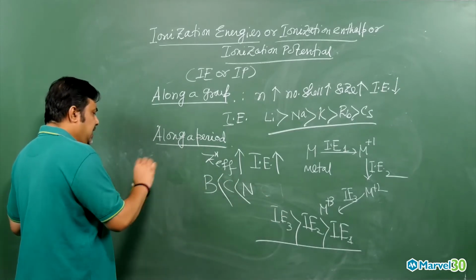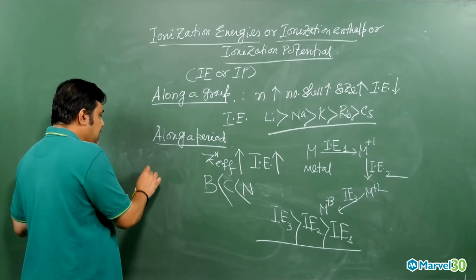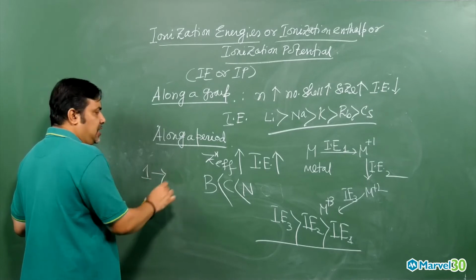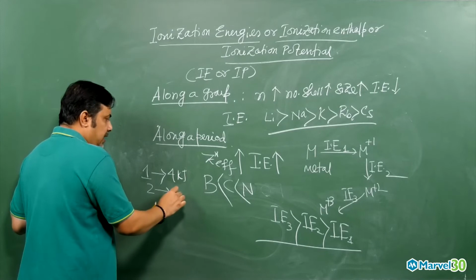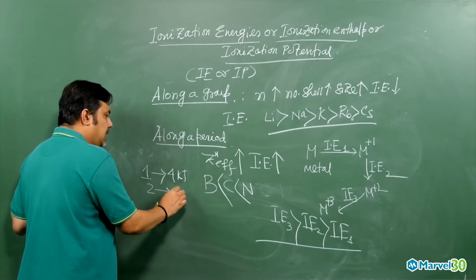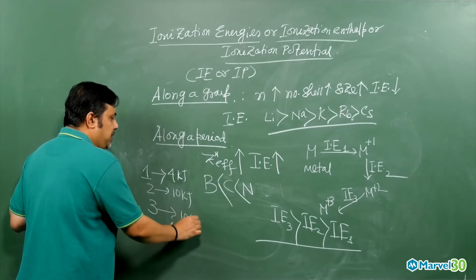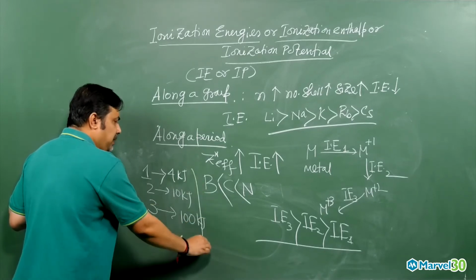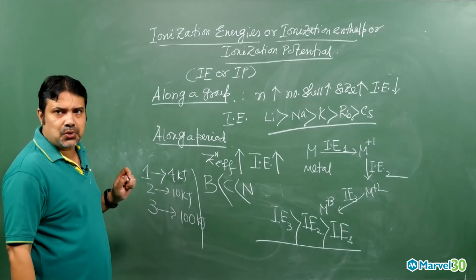There are three electron removals from a particular metal. For the first electron removal, they say the energy required is 4 kilojoule, for the second electron removal 10 kilojoule, and for the third electron removal the energy required is 100 kilojoule. If this metal forms a chloride, what will be the formula of the chloride? They will give a question like that.